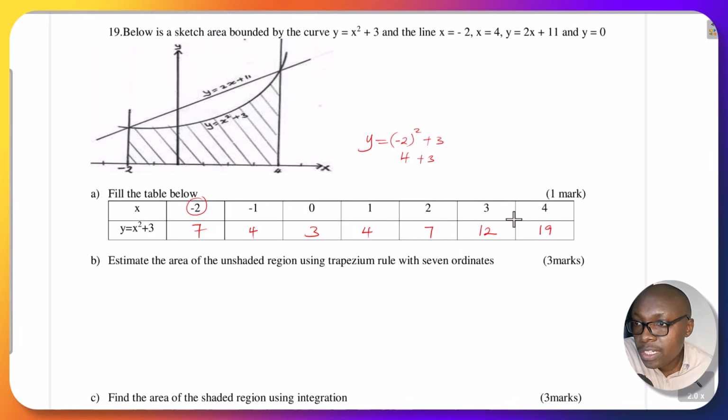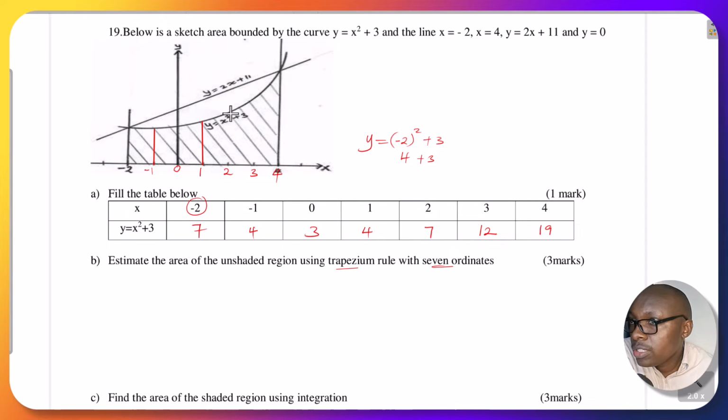Estimate the area of the unshaded region using the trapezium rule with 7 ordinates. So you can see the unshaded region there. And you're supposed to use the trapezium rule with 7 ordinates. So let me first indicate these. This is 0. This interval, this is -1, then this one is 1, this is 2, this is 3, and then you have 4 there. So I can also indicate these heights. Good to show these heights here.